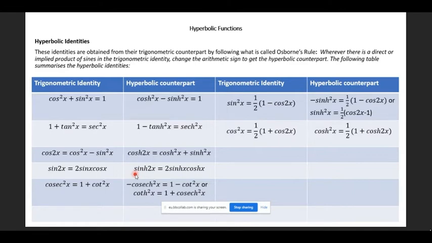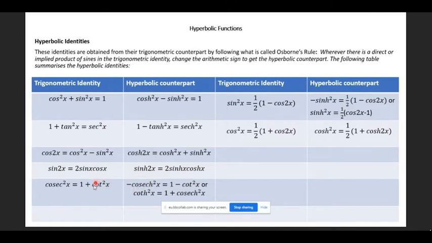Another example, we know that cosecant squared of x is equal to 1 plus cot squared of x. But we know that cosecant is 1 over sine. So it will be 1 over sine squared. So there will be an implied product of sines here. That's why the sign is going to change, to minus cosecant squared.